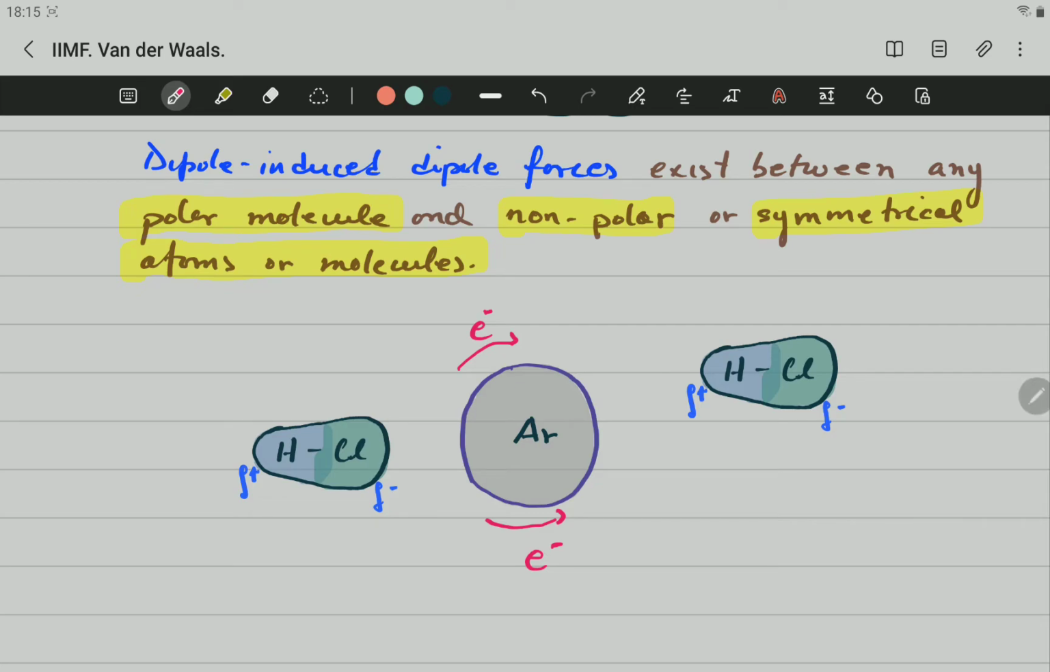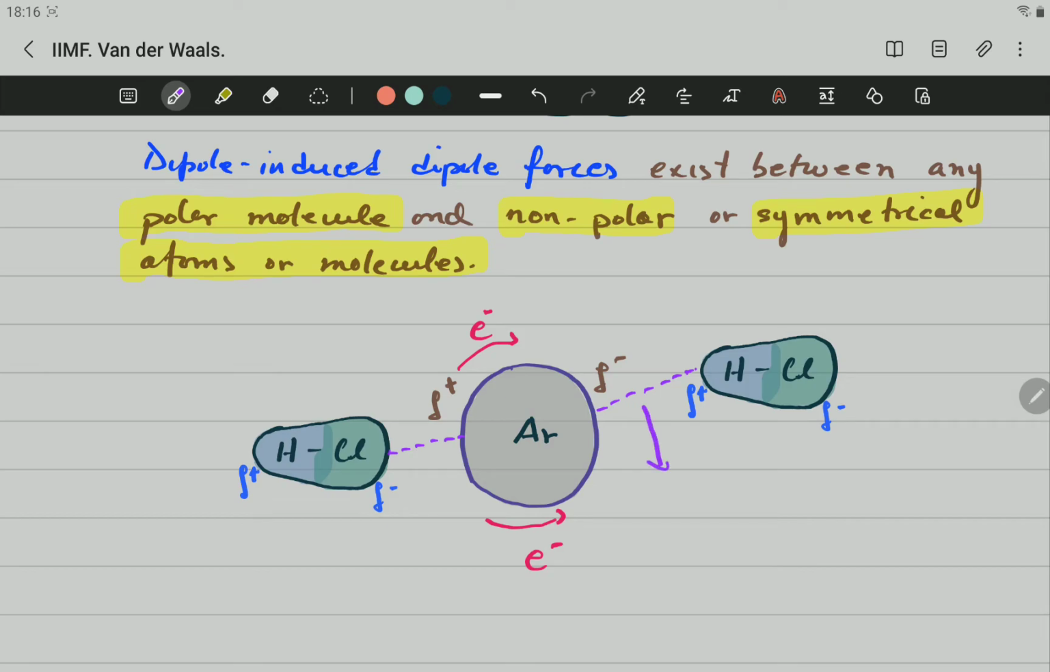So this argon will temporarily be negative on this side and positive on this side, and that is how they attract each other. There will be forces between the negative side of this molecule and the temporarily positive side of argon, and the other way around. This negative side of argon will be attracted by this positive side of hydrogen chloride. So what happened here is the hydrogen chloride induced a polar atom on argon.